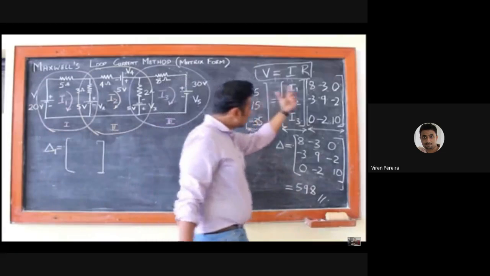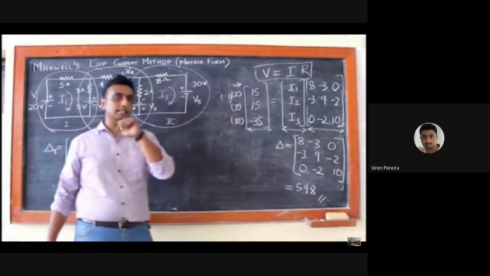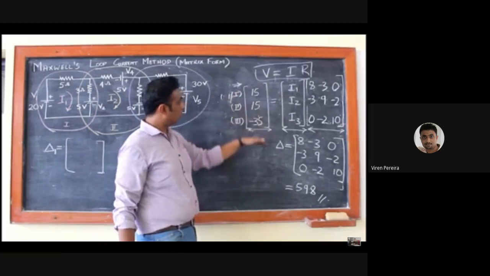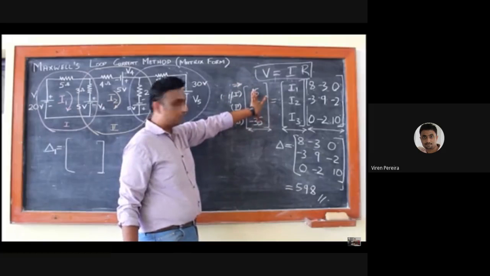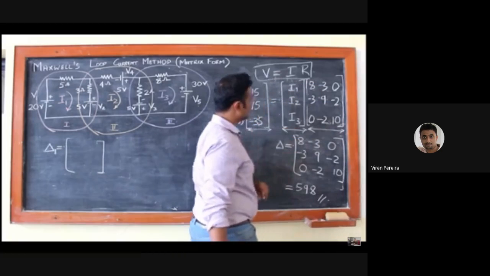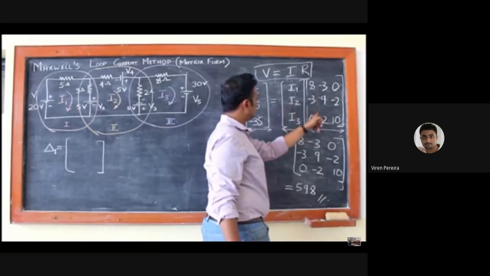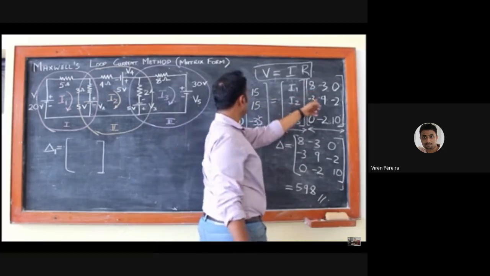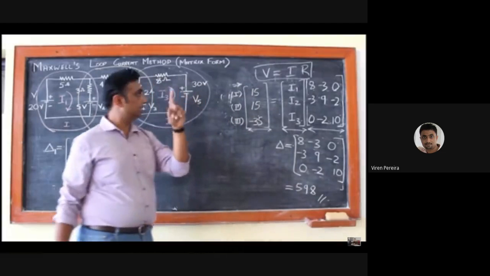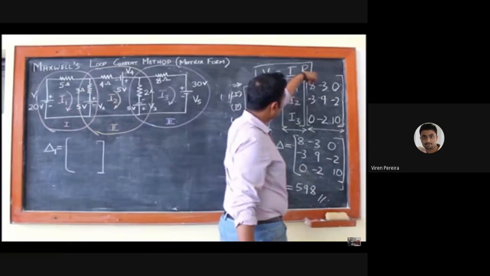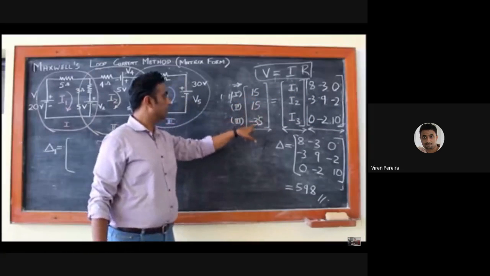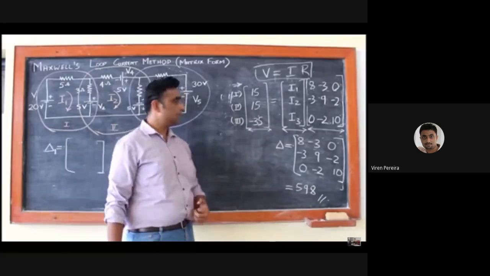Now delta 1 is also your resistance matrix, but there is a slight change. You have to take the voltage matrix and insert it in the first column of your resistance matrix. So instead of 8, minus 3 and 0, I will have 15, 15, minus 35. The rest remains the same. So the only change I made is replacing the first column of your resistance matrix with 15, 15 and minus 35, which is known as your voltage matrix.